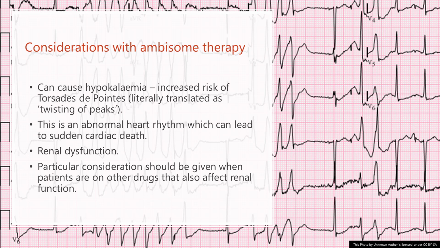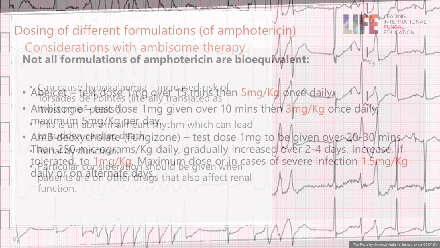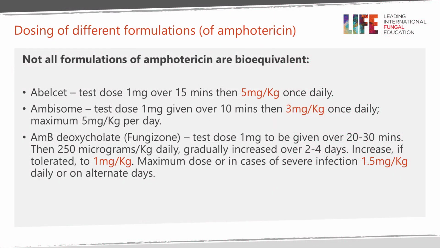Another issue with Ambisome is that it can cause renal dysfunction, and particular consideration needs to be given when patients are on other drugs that can affect renal function too, because all of the effects can be additive. Different formulations of liposomal amphotericin are not bioequivalent, so we cannot interchange between them.